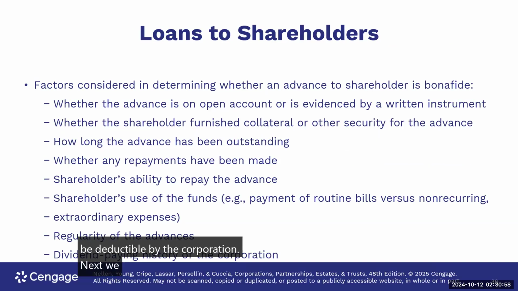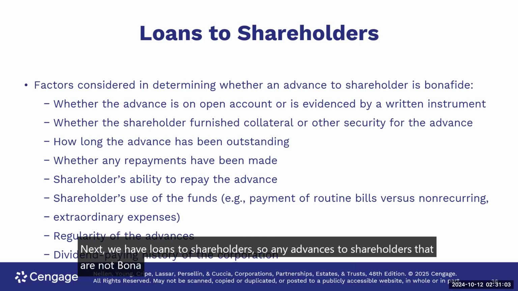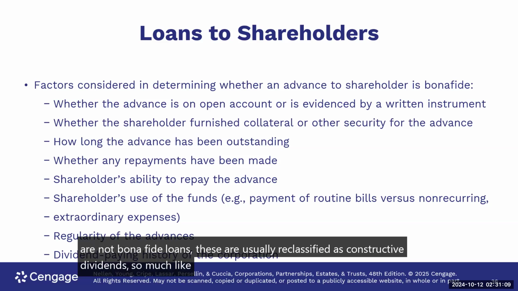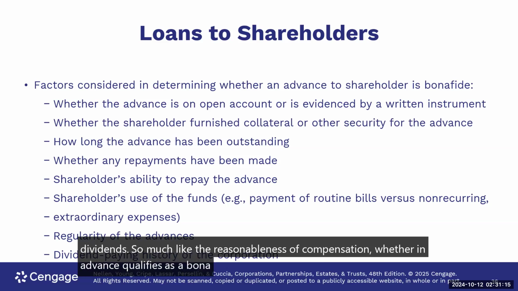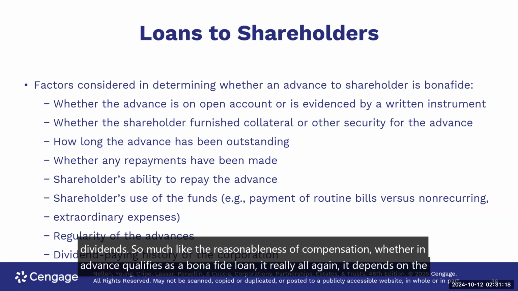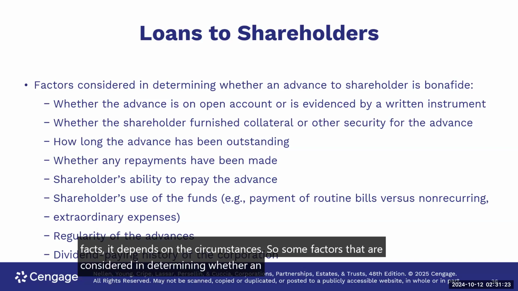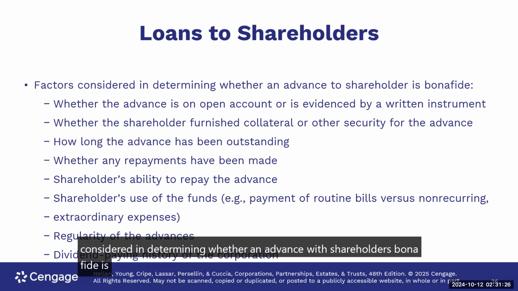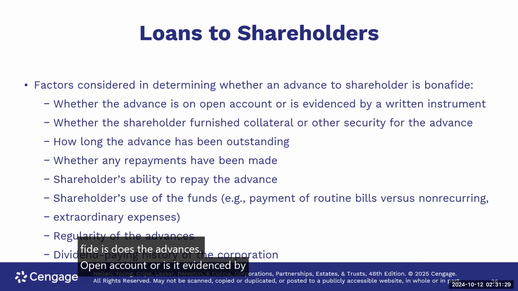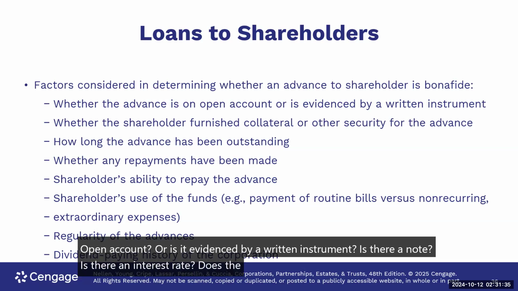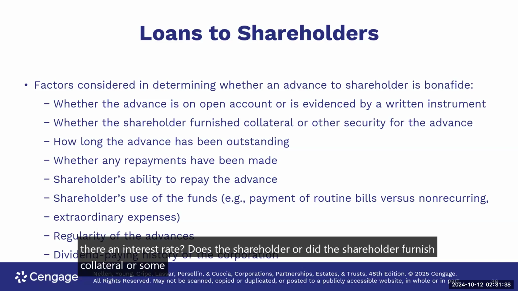Next, we have loans to shareholders. Any advances to shareholders that are not bona fide loans are usually reclassified as constructive dividends. Much like the reasonableness of compensation, whether an advance qualifies as a bona fide loan depends on the facts and the circumstances. Some factors that are considered in determining whether an advance to a shareholder is bona fide: is the advance on an open account or is it evidenced by a written instrument? Is there a note? Is there an interest rate? Did the shareholder furnish collateral or some other type of security for the advance?